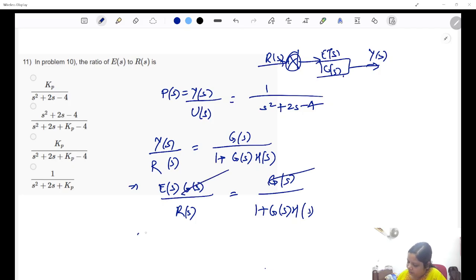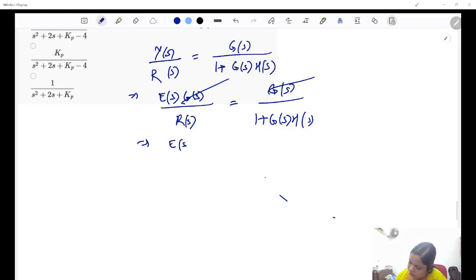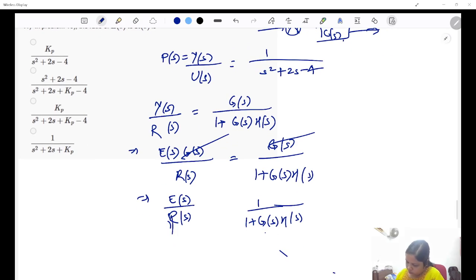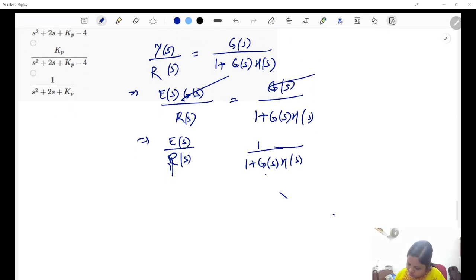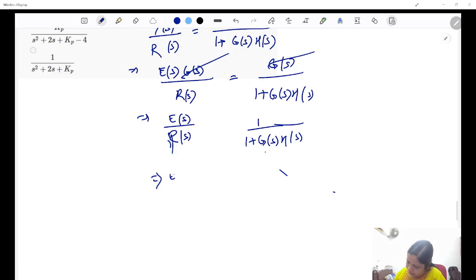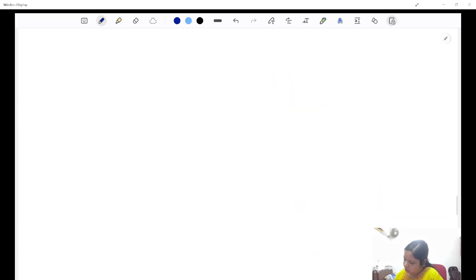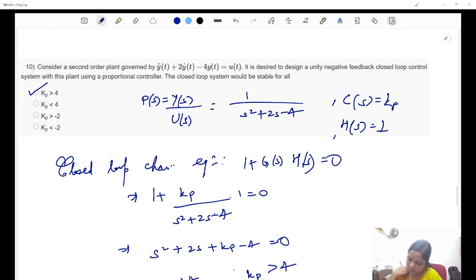GS cancels out and from here we get ES upon RS equal to 1 upon 1 plus GSHS. Your question is asking you for the ratio of ES to RS only. That is our whole question. So what you can write: ES upon RS is equal to 1 upon 1 plus GS into HS. What was our controller here? It was KP, right? KP. So GS into HS is CS into PS.